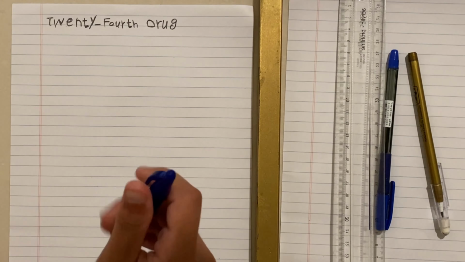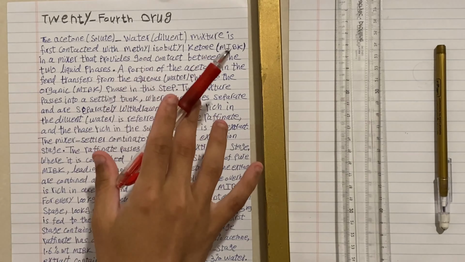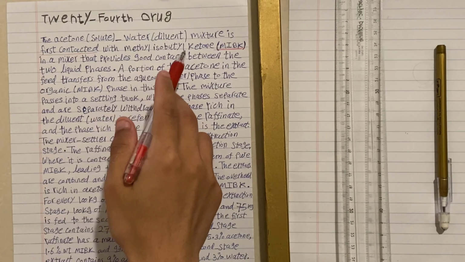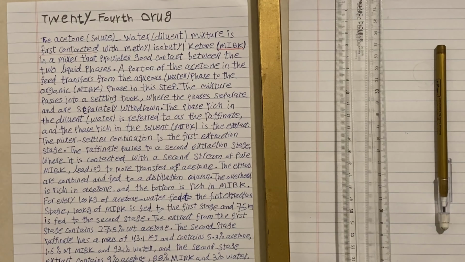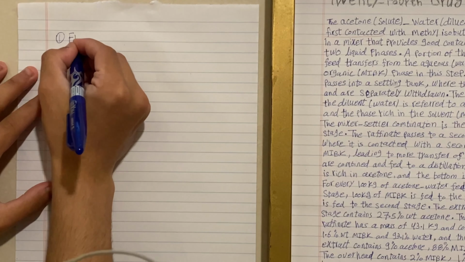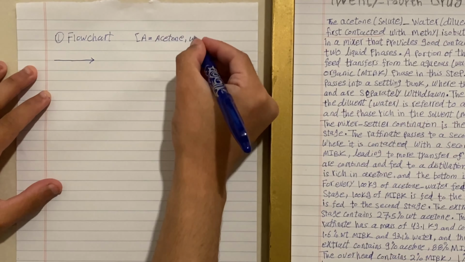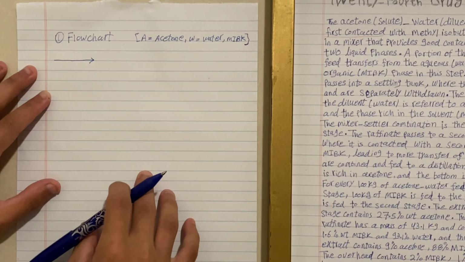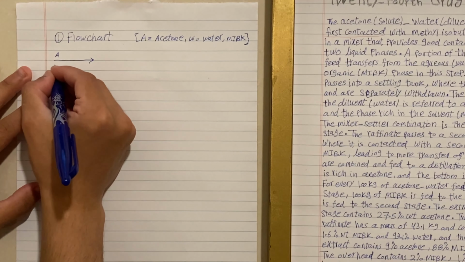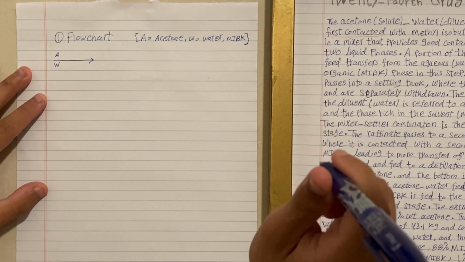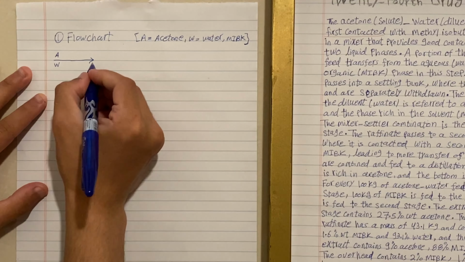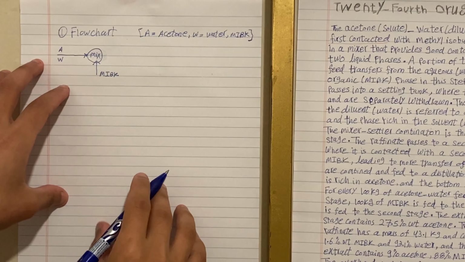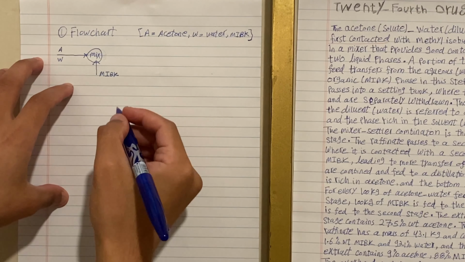This is the problem statement. The acetone solute, water diluent mixture is first mixed together with methyl isobutyl ketone, MIBK, inside a mixer. Flow chart: A equals acetone, W equals water, and MIBK, methyl isobutyl ketone. This is acetone and then water, contacted first with the solvent, methyl isobutyl ketone, inside a mixer. It looks like a balloon, but let's assume it is a mixer.